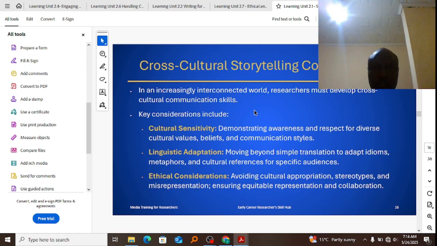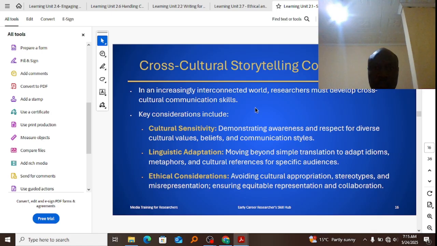So that is very important. You need to consider that so that you don't end up with ethical issues. Linguistic adaptation, moving beyond simple translation to adapt idioms, metaphors, and cultural references for specific audiences. Cultural sensitivity, demonstrating awareness and respect for diverse cultural values. It is very sensitive. Culture is very sensitive. So as you make your presentation, it is important to understand that. Respect diverse cultural values, beliefs, and communication styles.